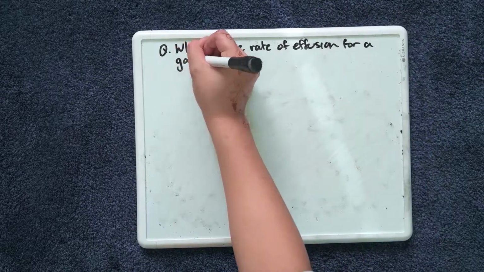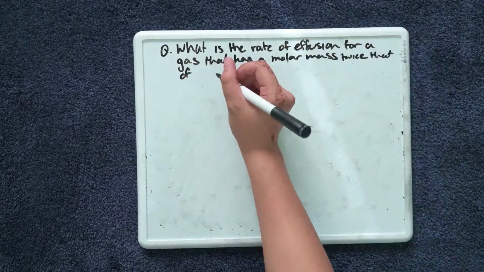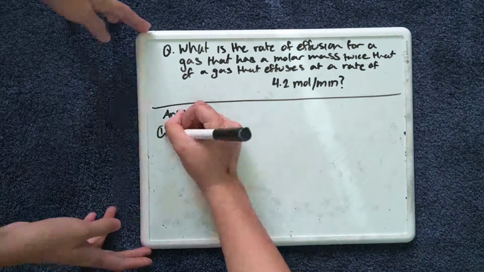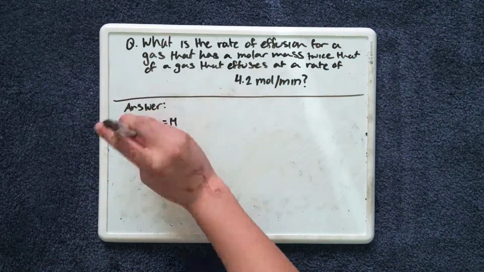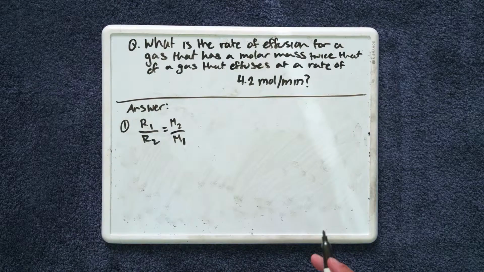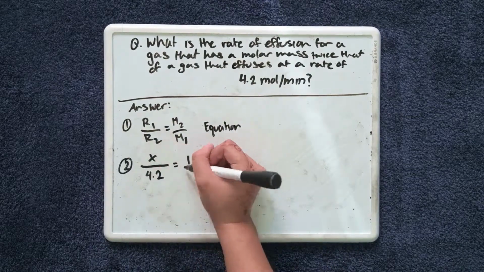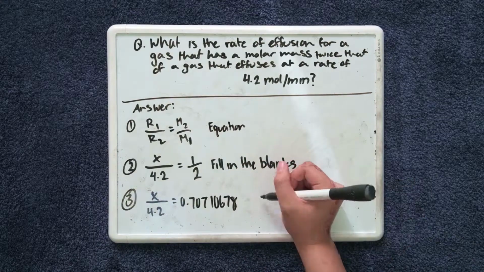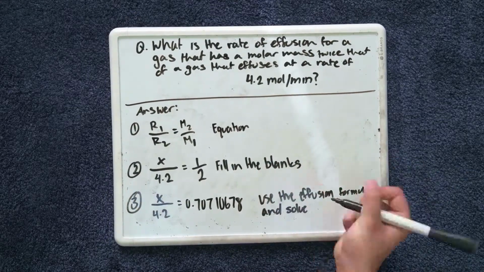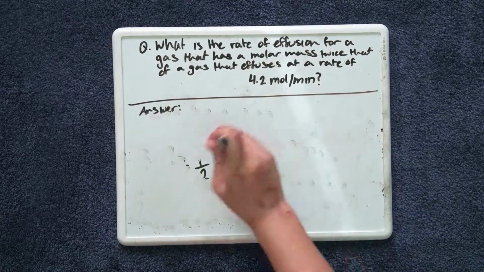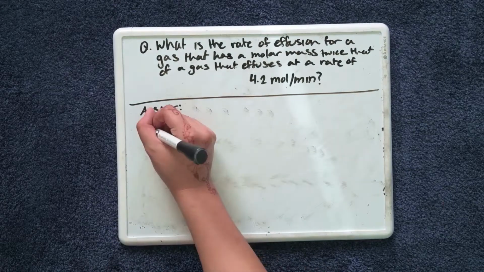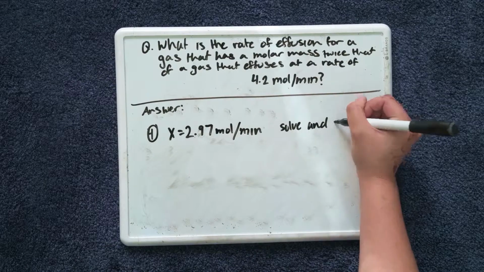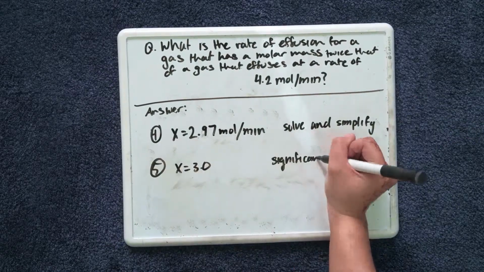What is the rate of effusion for a gas that has a molar mass twice that of a gas that effuses at a rate of 4.2 moles per minute? The answer is 3.0 moles per minute.